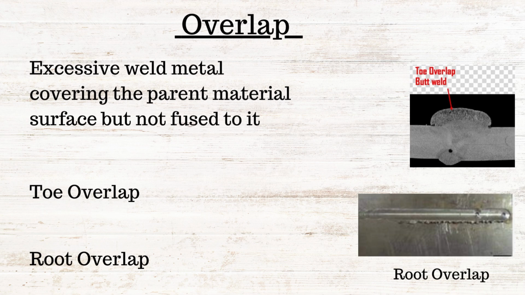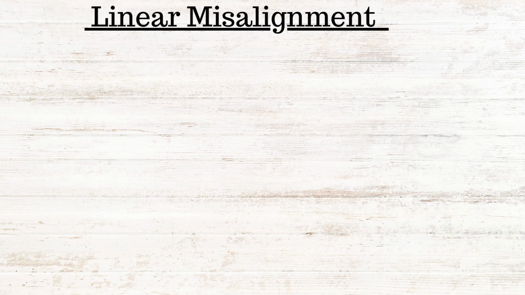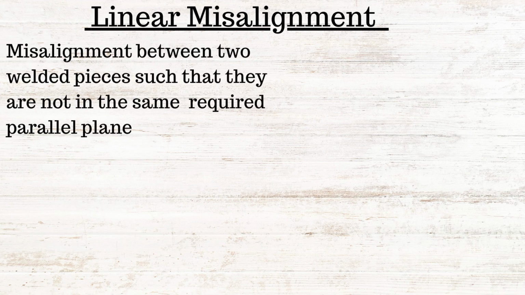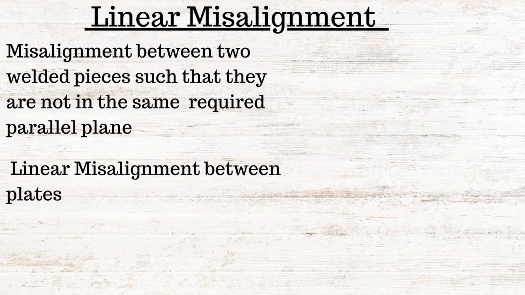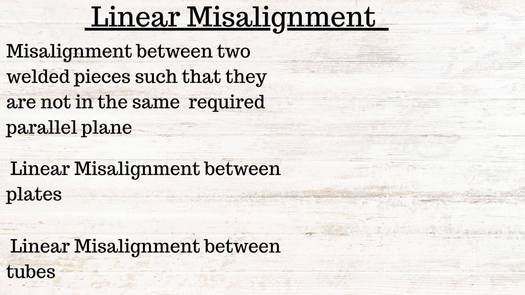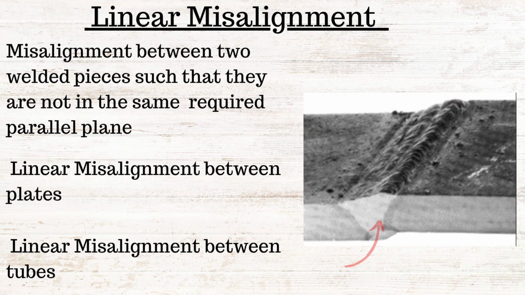Right. Next one is linear misalignment, and this misalignment happens when two welded pieces are not in the same plane but required parallel planes, even though their surface planes are parallel. Right. So this can be linear misalignment between plates or linear misalignment between tubes. You can see in the picture how the misalignment looks.